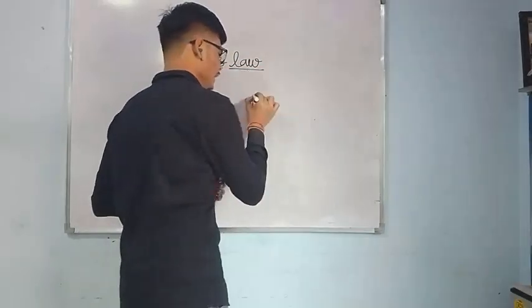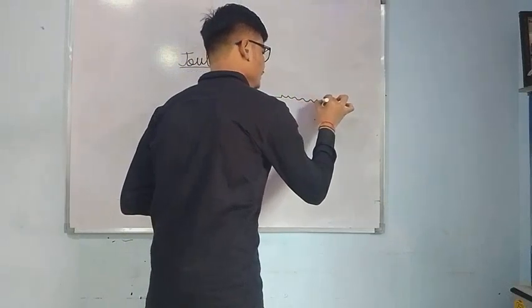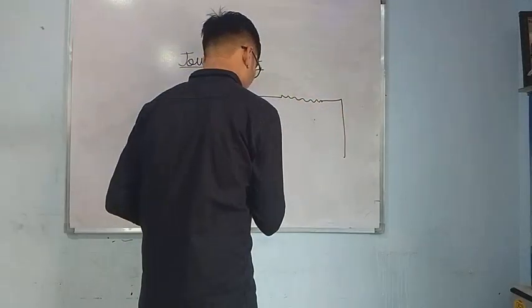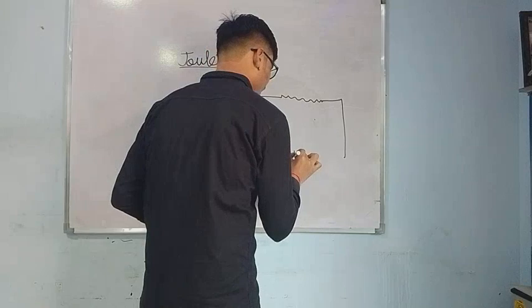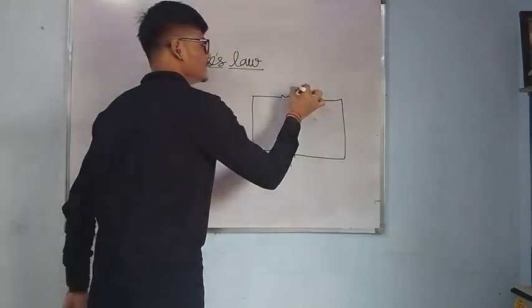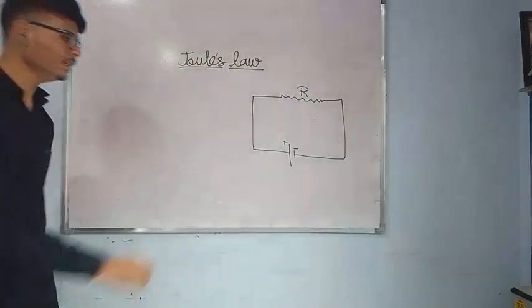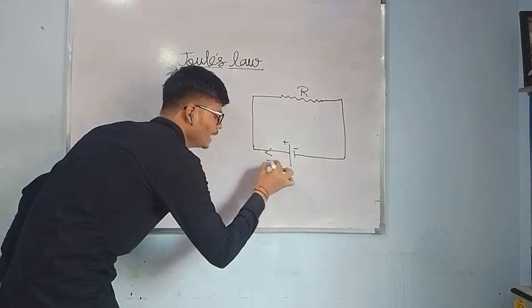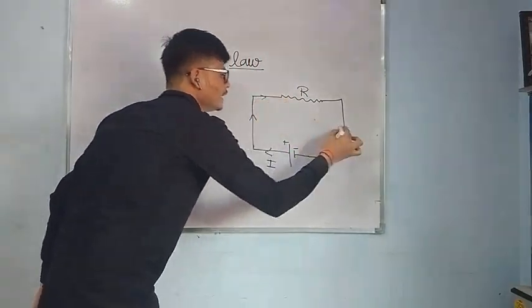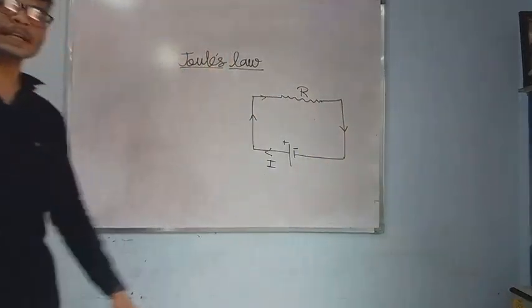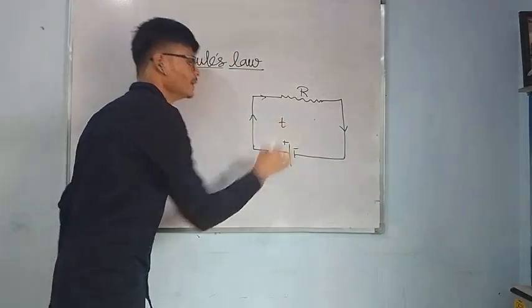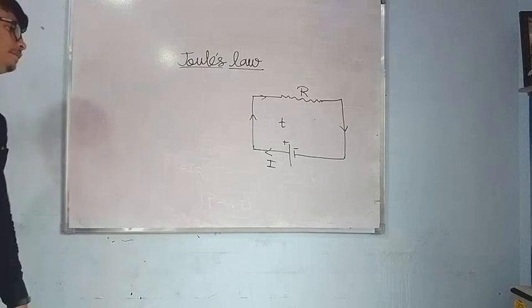So consider a DC circuit. Consider a DC circuit containing several elements. Say this is resistance. This is the positive terminal, that's the negative terminal, and a current I is flowing in this circuit in some time interval t.